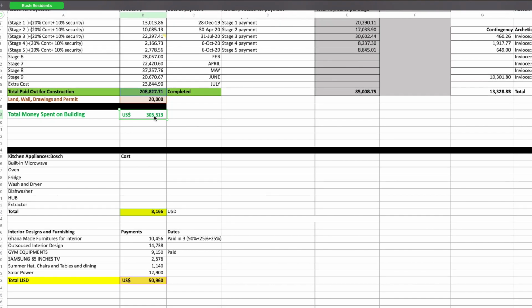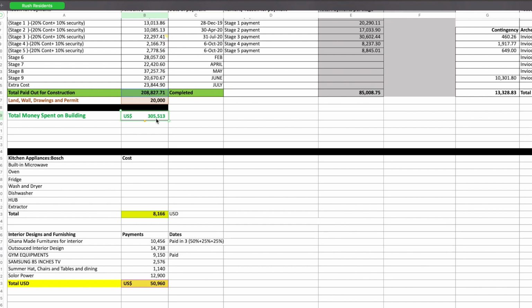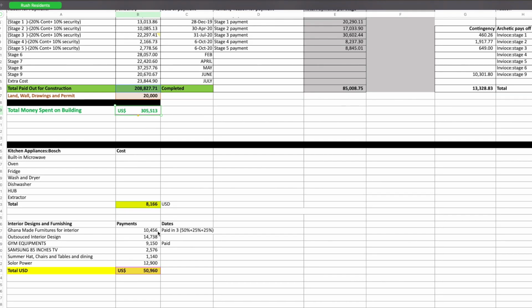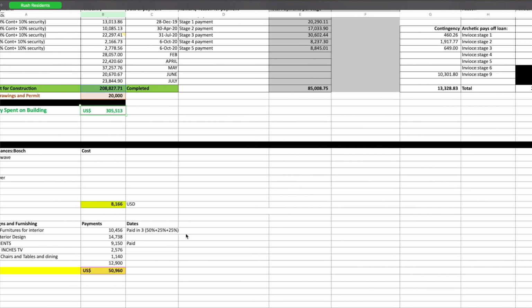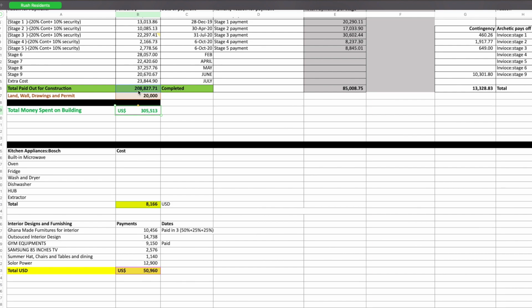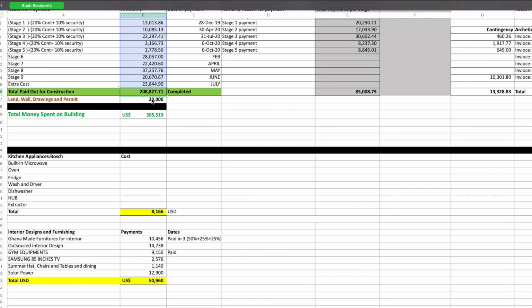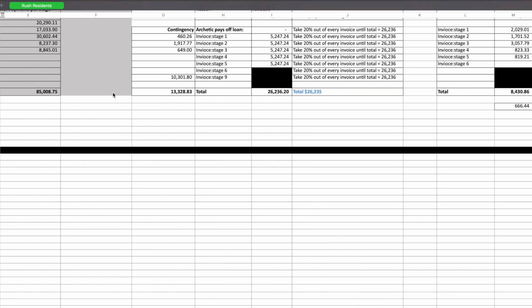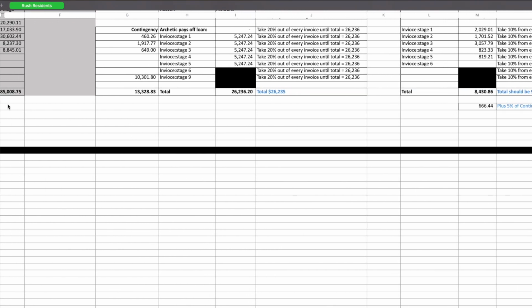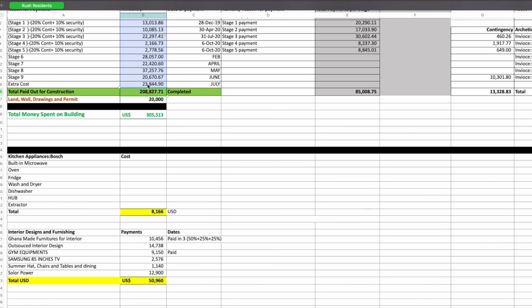I spent $305,000 and some change. So you can go ahead and subtract what you don't need. But for the construction phase, to see that it's done and it's looking good, you could easily add this $20,000 for the land, wall and permit drawing, because that one comes before this. You gotta add that to it. And also remember, I subtracted this 9,000 from it, so you can add that 9,000 to it again.